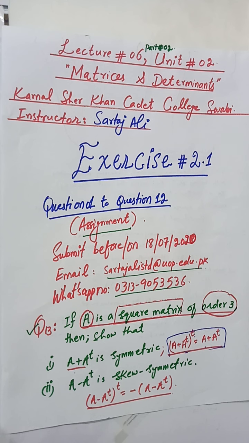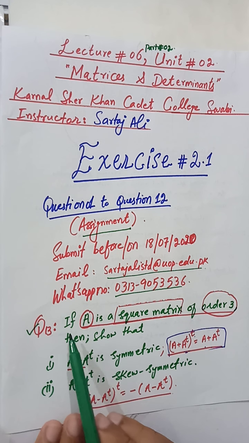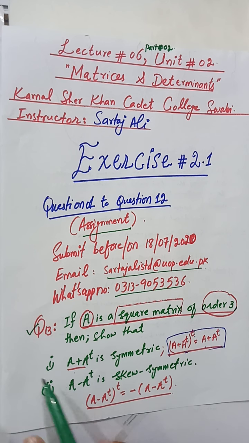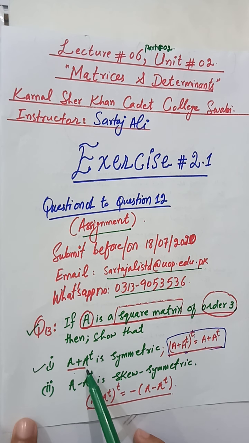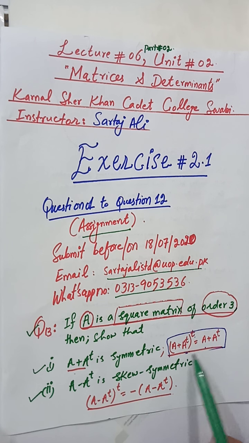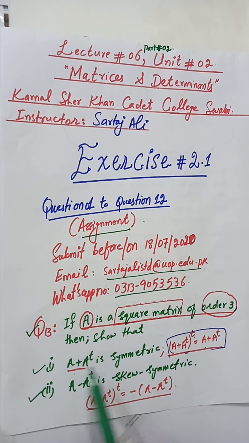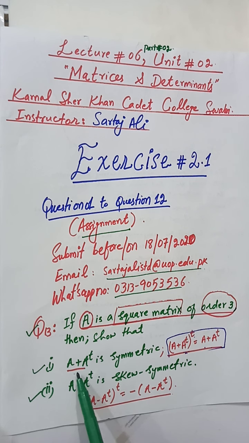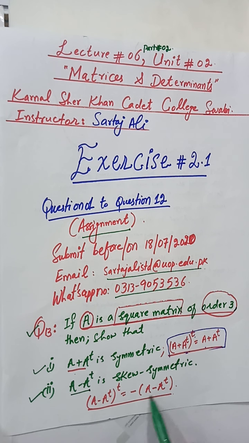contains a general statement. The statement of this question is: if A is a square matrix of order 3, then show that A plus A transpose is symmetric, and show that A minus A transpose is skew symmetric. For a symmetric matrix, we need to show that if I take the transpose of this matrix and it gives the same matrix, then we can say that it is symmetric. And when I take the transpose of this matrix and I get minus times that matrix, then we say that A minus A transpose is skew symmetric.